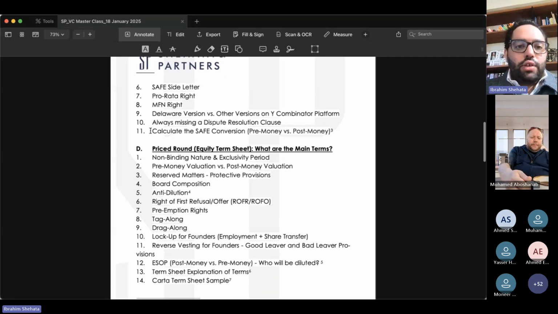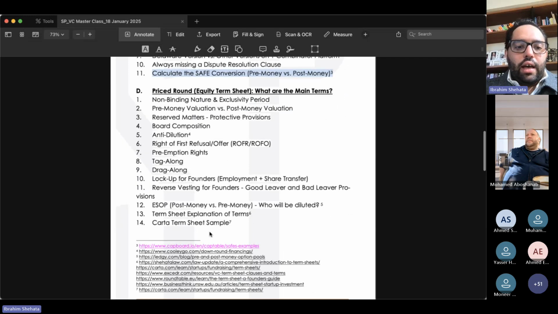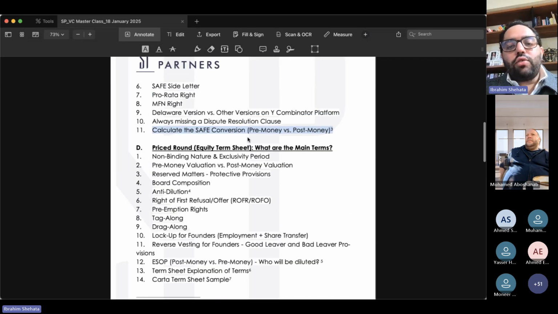And the last issue here is the calculation of the safe. You will see a link that shows how the calculation of a pre-money safe is compared to a post-money safe. And you have to worry about the post-money safe more, because that's the most common format right now, much more common than the pre-money safe.